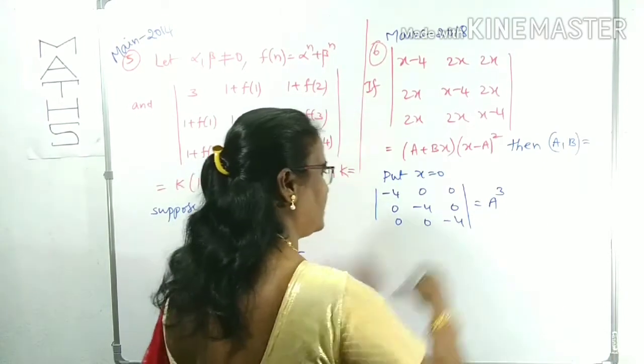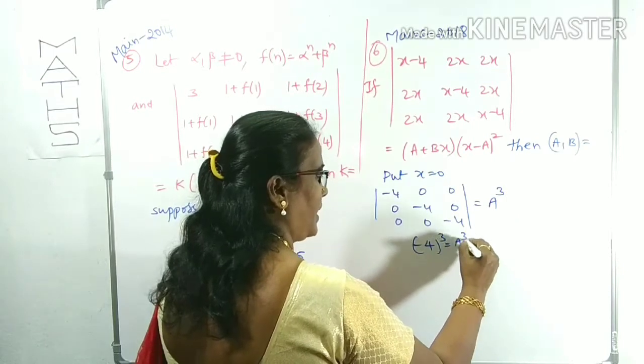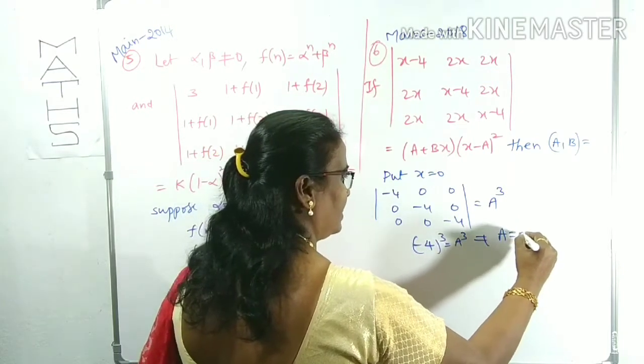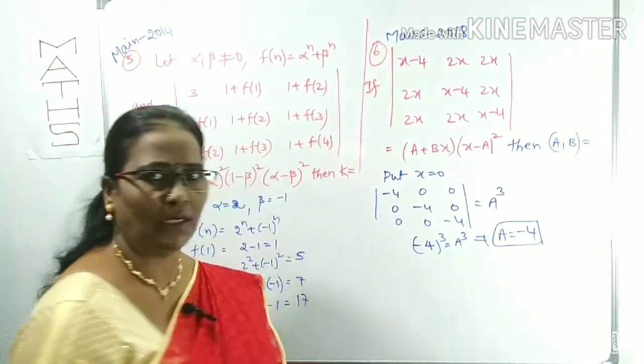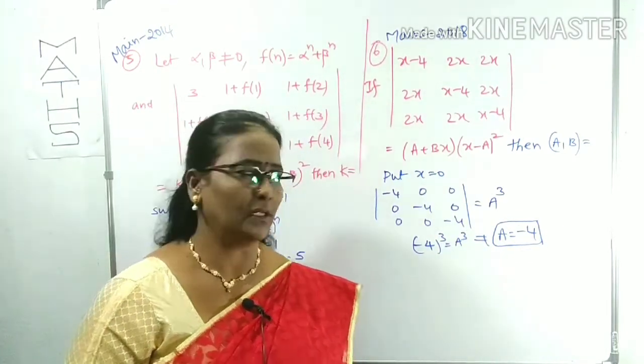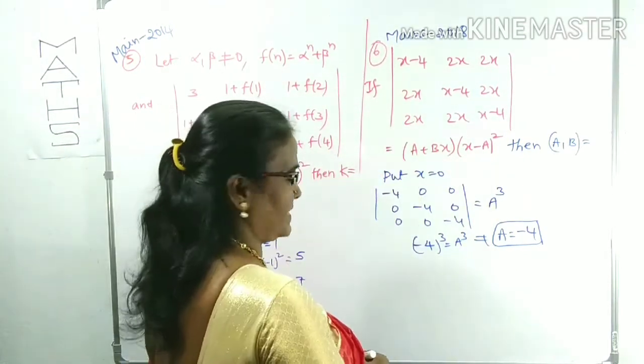Better, here a cube is there. Minus 4 whole cube is equal to a cube. You know what the a value is? The a value is clearly minus 4. We got the a value as minus 4. Now we can concentrate on getting the b value.